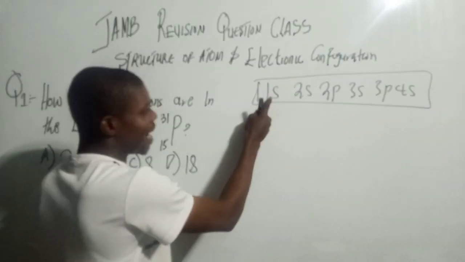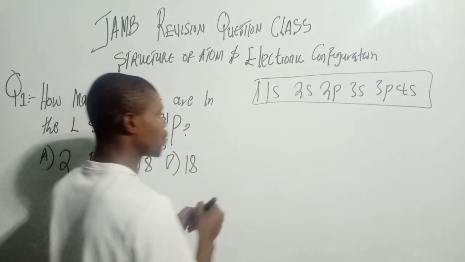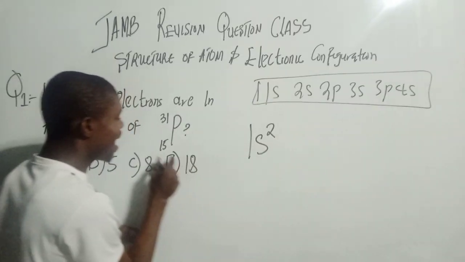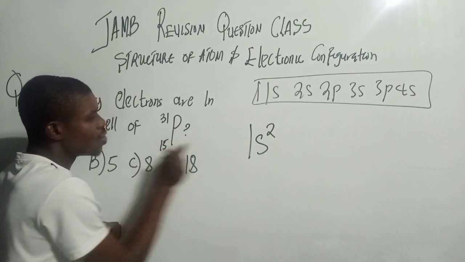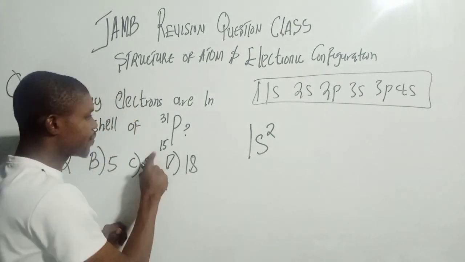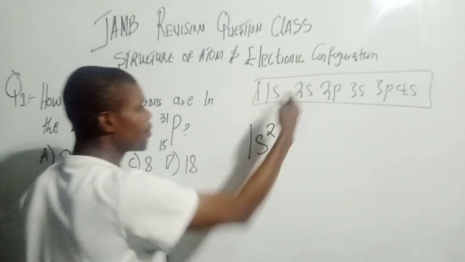Now, remember, s can only have 2 electrons, right? So you have to get 1s2. Now, if you put 2 here, it means that out of the 15 electrons, you have used 2 electrons. How many electrons will be left? 15 minus 2 is what? It is 13. So let me go to the other one.